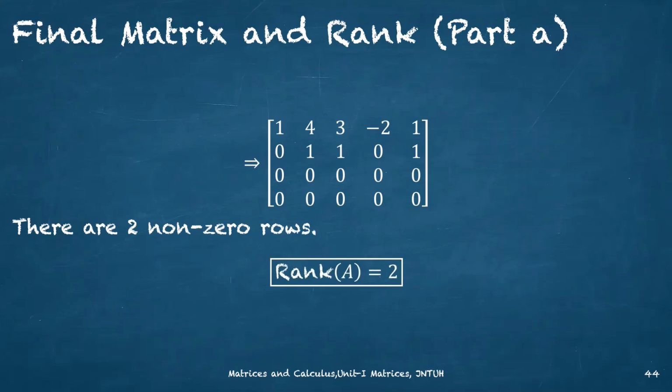Final matrix and rank, part A. After applying all the row operations, we get the final matrix. It has first row 1, 4, 3, minus 2, 1, second row 0, 1, 1, 0, 1, and the last 2 rows are all zeros. Since there are only 2 non-zero rows, the rank of matrix A is 2. So we conclude that the rank of the given matrix is 2.